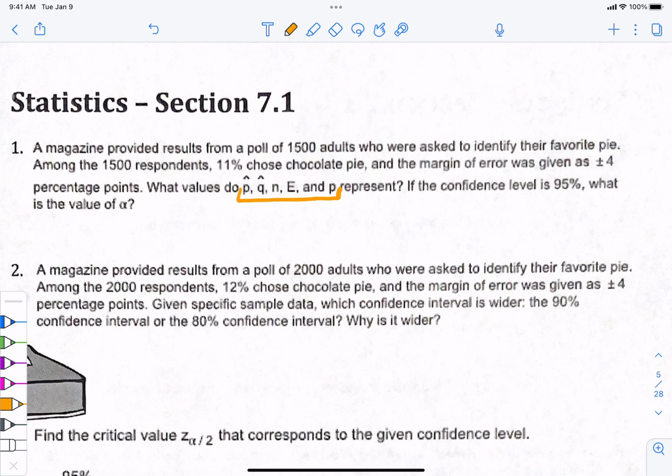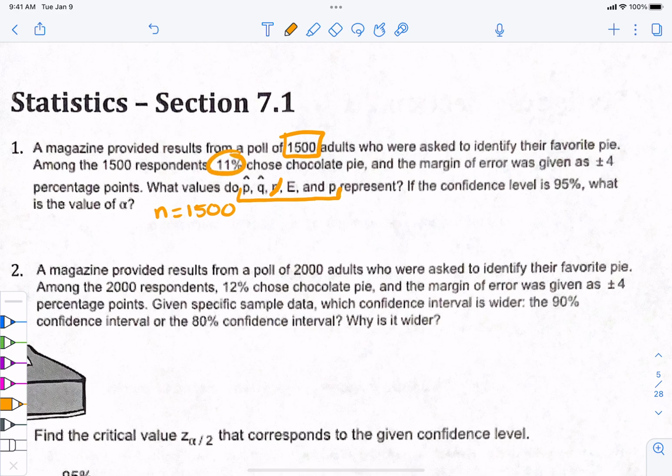We need to identify what these variables are. Okay, so let's go through step by step. We have a P hat, we have a Q hat, we have an N, E, and P. Here we go. 1,500 adults were surveyed. What's that? N. N is the number that were surveyed. So we've taken care of N. And they were asked what their favorite kind of pie was.